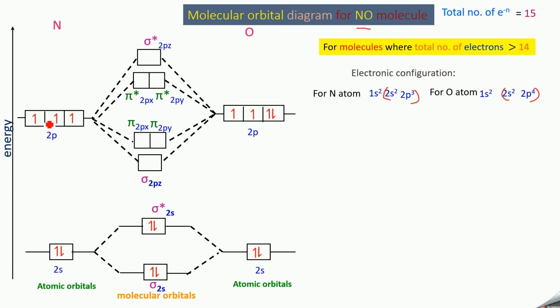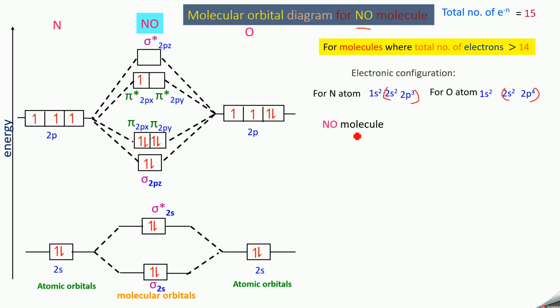Now we have electrons here, 3 plus 4, 7 total electrons. So here 2 electrons, then you pair it and then totally 6 electrons. The remaining 1 electron will go to pi star 2px. So this is the molecular orbital diagram for nitric oxide molecule.